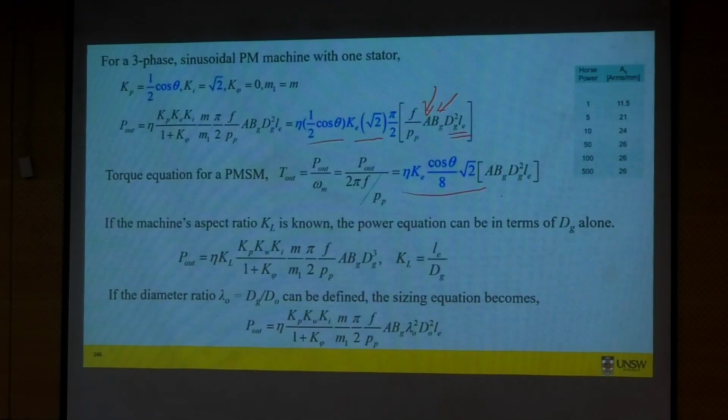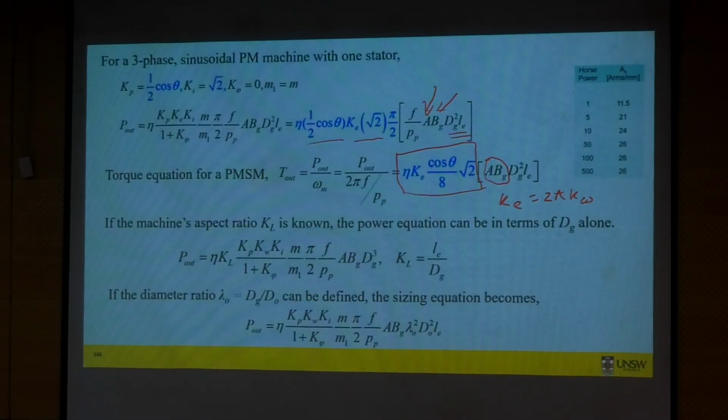Ke was equal to 2 pi omega, k omega. And k omega is the winding factor. So everything in this blue colored part will be known. A and Bg, we can assume some typical value at this point. So the only unknowns are Dg squared and Le. So next, but we only have one equation. So out of this one equation, we now need to estimate the two unknowns, Dg and Le, right?